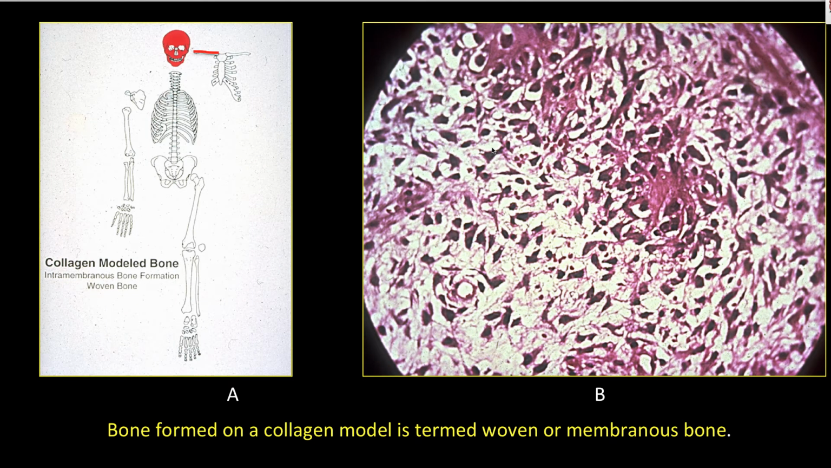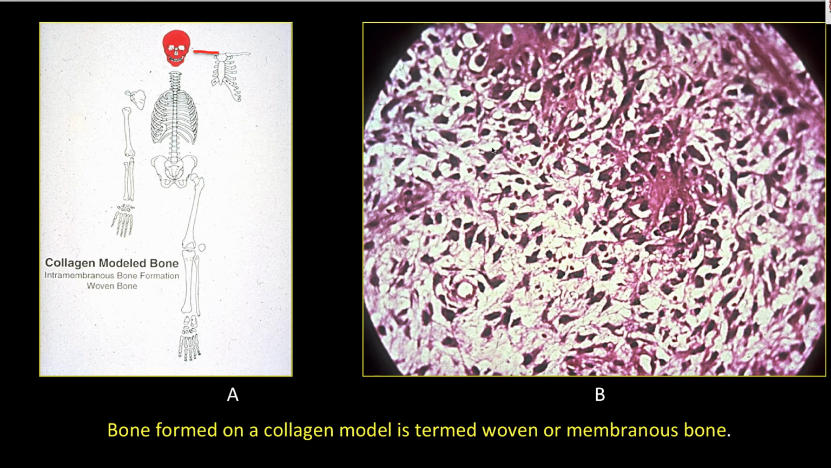Slide A depicts those bones that arise through woven bone formation de novo in the embryo: facial bones, skull, and clavicle. Slide B shows the earliest stage of membranous bone formation. You will note that the field is highly cellular, with a background of spindle cells and some pink-red material sitting outside of the larger cells.